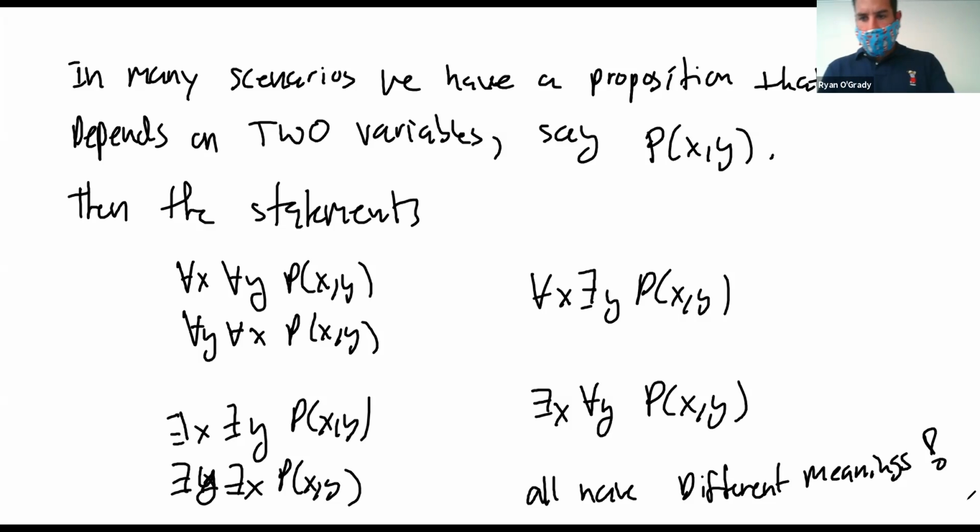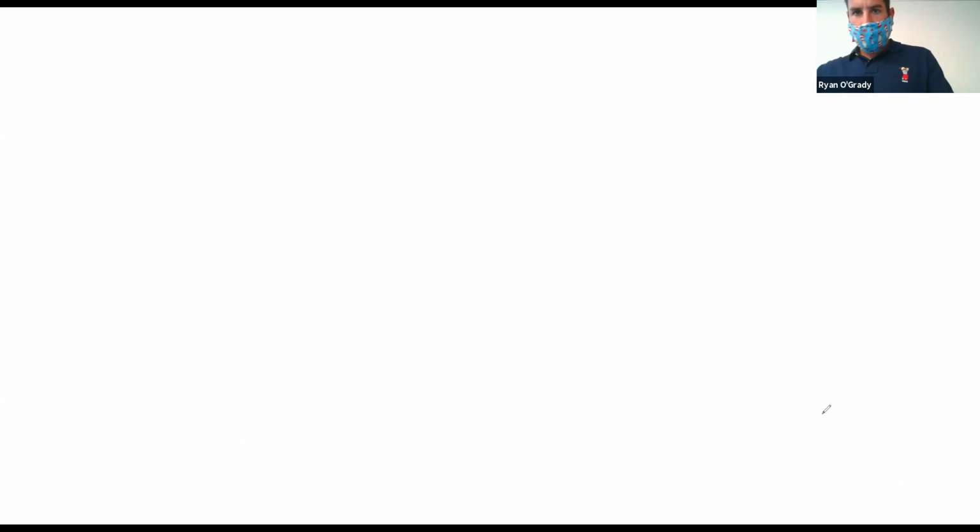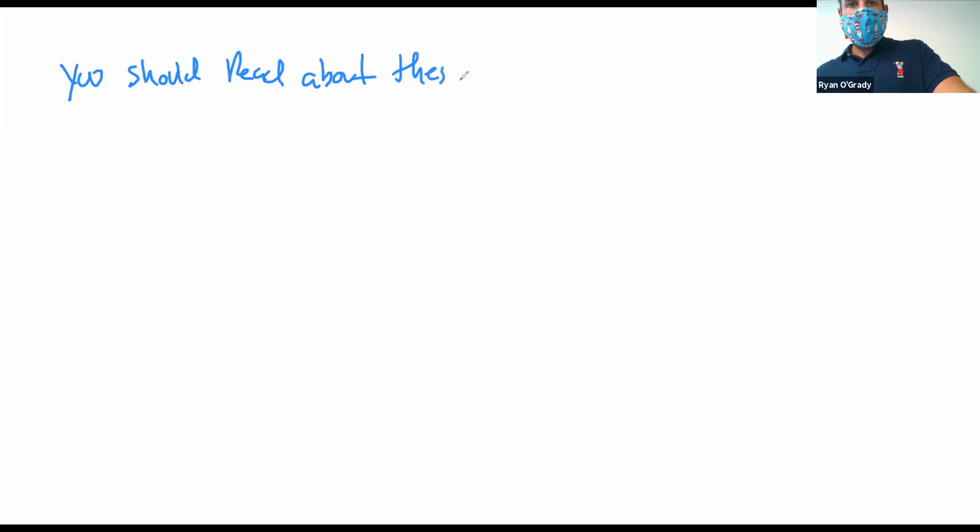So I'm not going to write the table down. I'm guaranteeing it's in your book. You should read about these in section 1.5, I think. Yes, it's going to be 1.5, because 1.7 is proofs and 1.6 is inference.